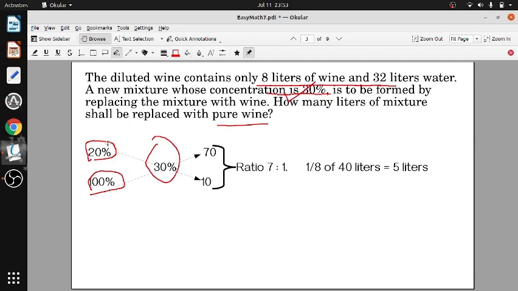So crosswise difference, the difference is 10 here and the difference is 70. 70 is to 10 or 7 is to 1. 7 is to 1 is the ratio. That means 7 by 8 and 1 by 8. So 1 by 8 of 40 liters is 5 liters, 40 liters being the total mixture. 1 by 8 of 40 liters is 5 liters.